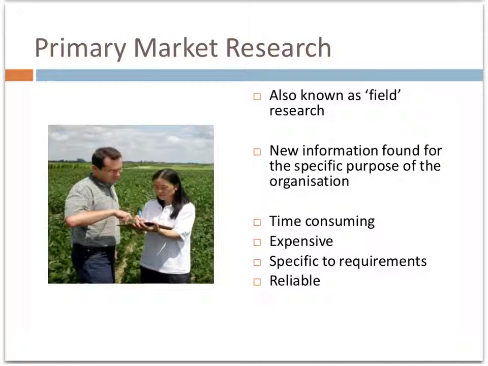Now when you're carrying out market research, there are two types. There are primary research and secondary research. Now primary market research is carried out to find new information required for your project in particular. It's information that's never been collected. It's also known as field research. But you'll notice there that the limitations of primary research, which is something that you need to address in your coursework, are that it's time consuming, expensive, very specific, but it's also very reliable.